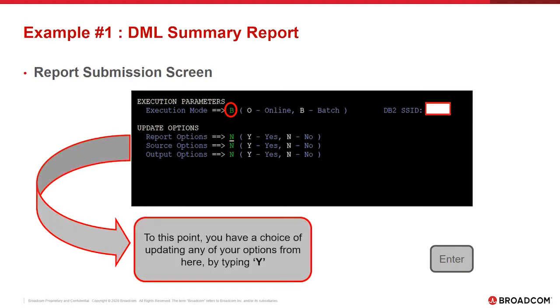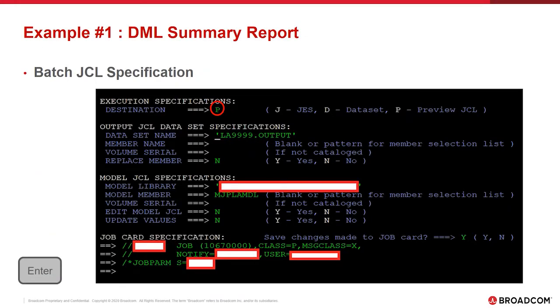You now need to select the execution mode, and we select batch. At this point, you also have a chance to review and update the previously selected options if needed. You can tweak your report, source, or output specifications we saw on the previous screens. Here we provide JCL specification. Most of the panels will be pre-populated. The one we need to select is destination, where you select one of the three at the top. We select P to preview the JCL before submitting.